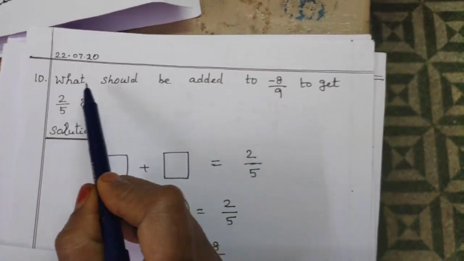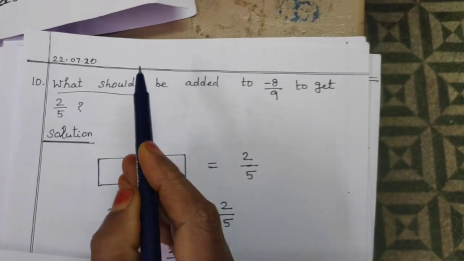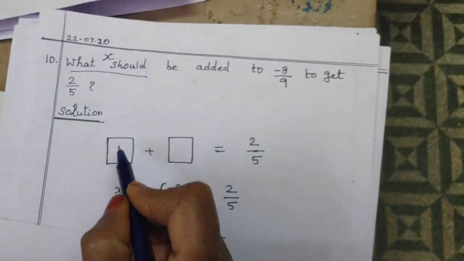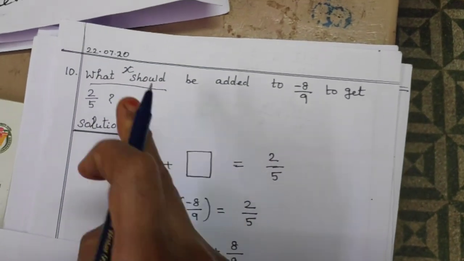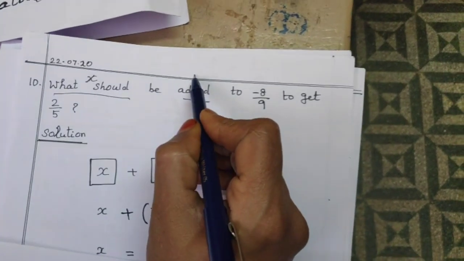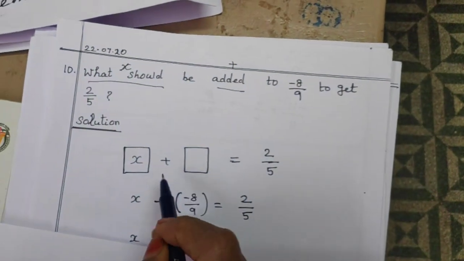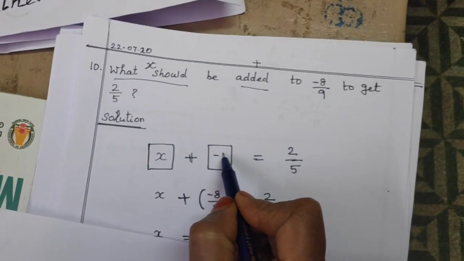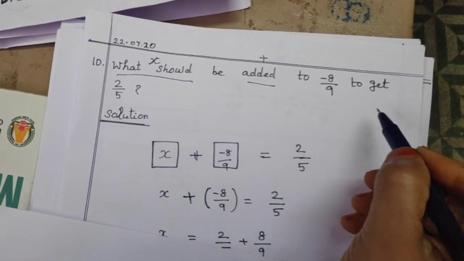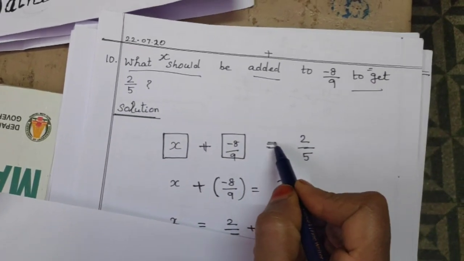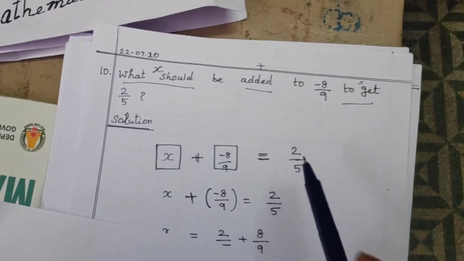Solution. What should be added? Which number, you don't know. So you take x. You take x, and write this x right here. What should be added? X added, and the symbol used is plus. So the plus symbol, then which number? Minus 8 by 9 to get the answer equal to 2 by 5.